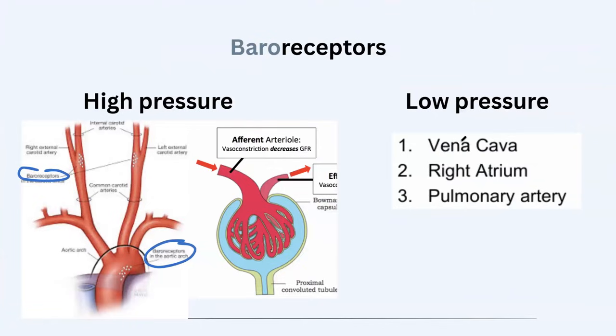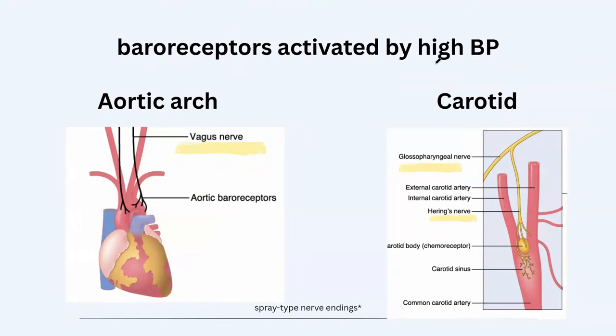Low pressure baroreceptors are found in the vena cava, right atrium, and pulmonary artery. This is the right side of the heart. The right side of the heart is normally low pressure, okay? That is why they're called low pressure baroreceptors. The function is exactly the same, it's just that they're located in the low pressure areas. So baroreceptors are activated by high BP.